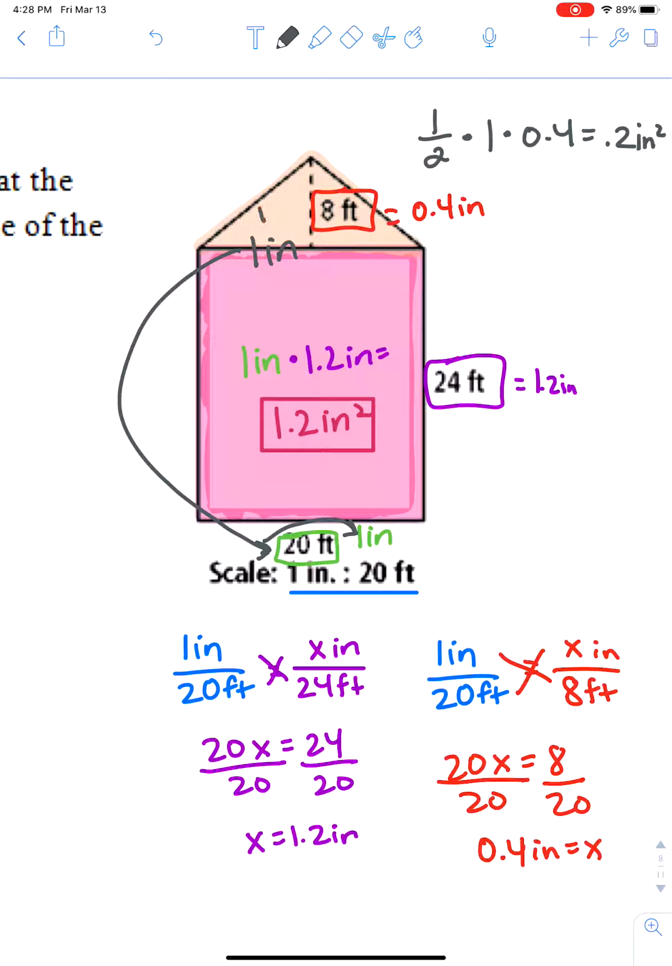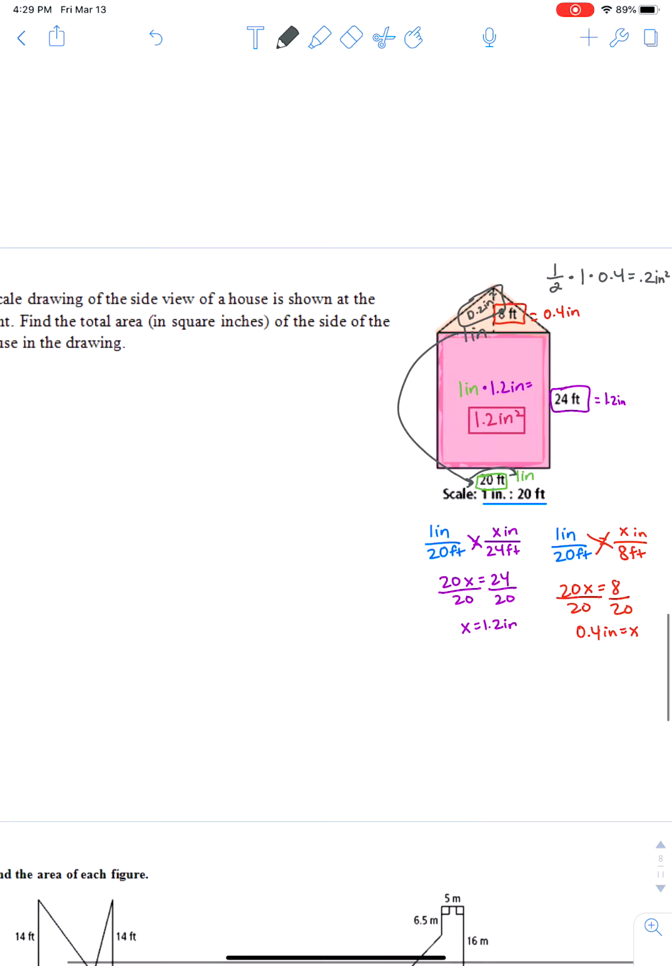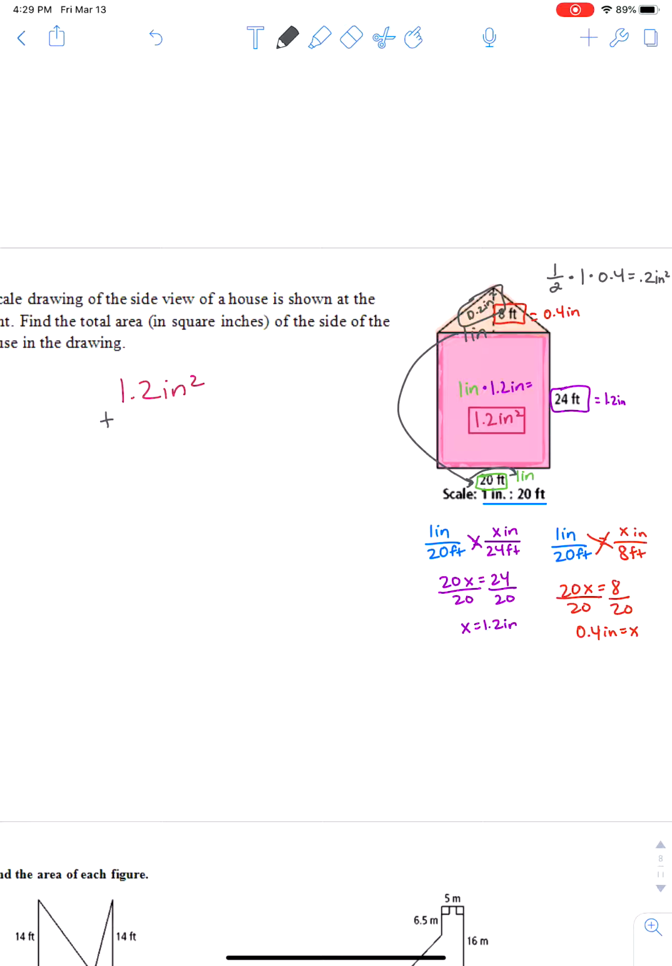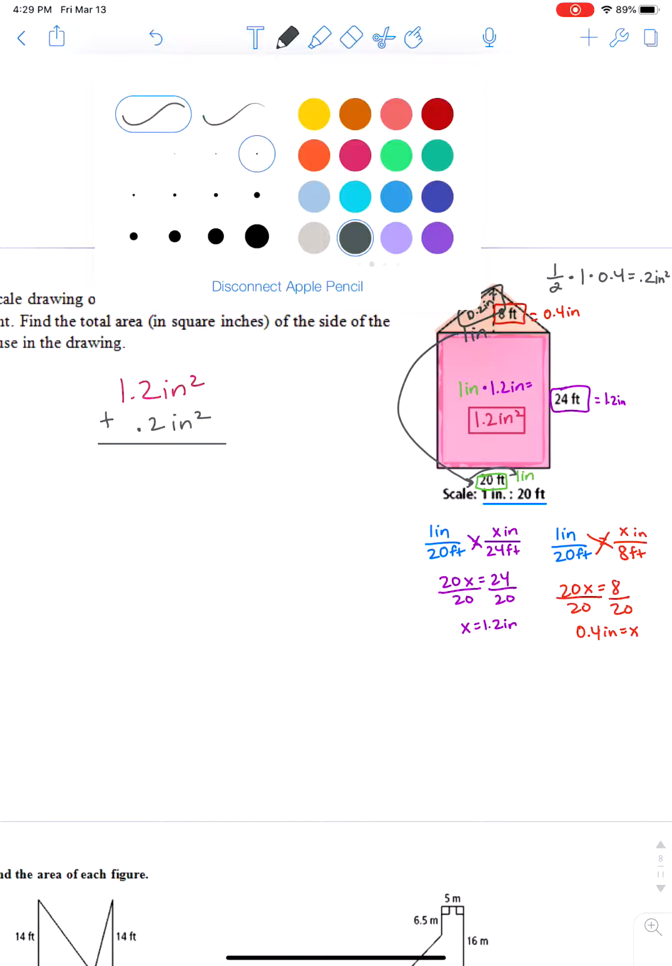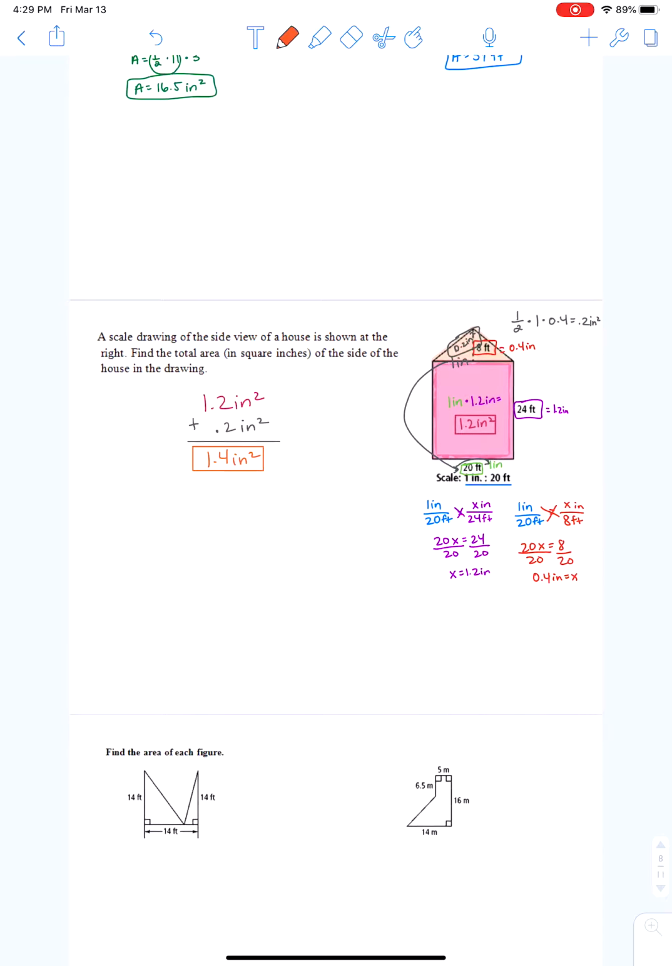So we have 0.2 inches squared for the orange section, together giving it a total of 1.2 inches squared plus 0.2 inches squared, which will give us 1.4 inches squared. And so that's the area on the paper. Not the area, obviously, of the real house, but the area of the scale drawing.